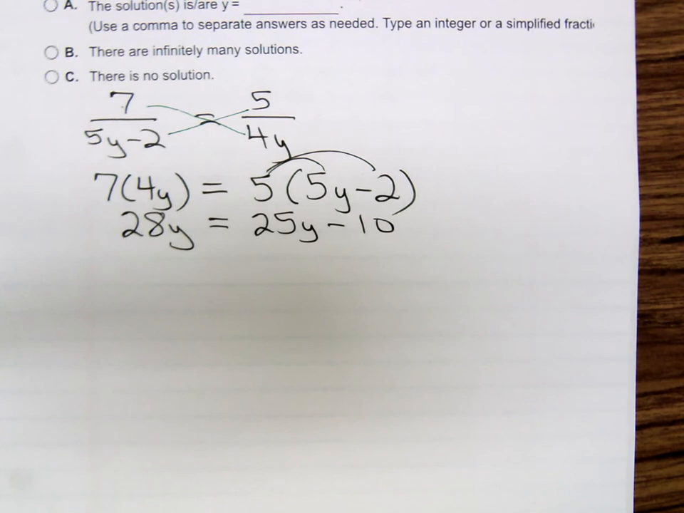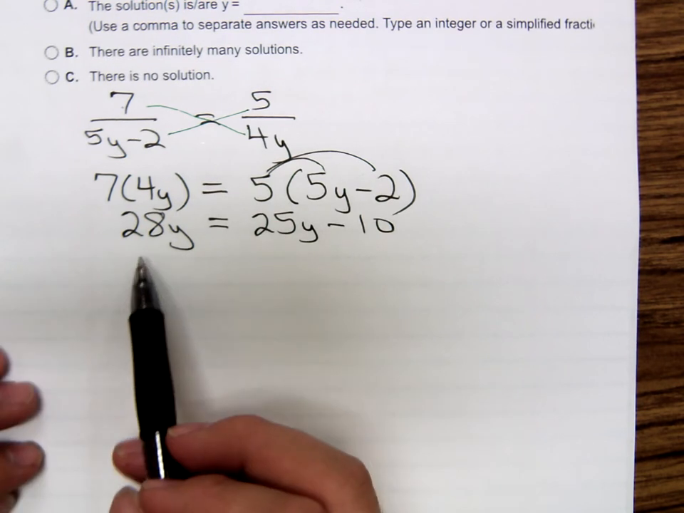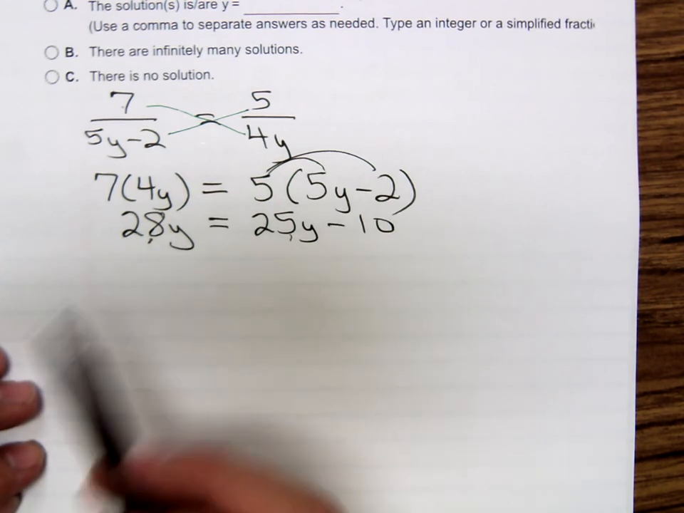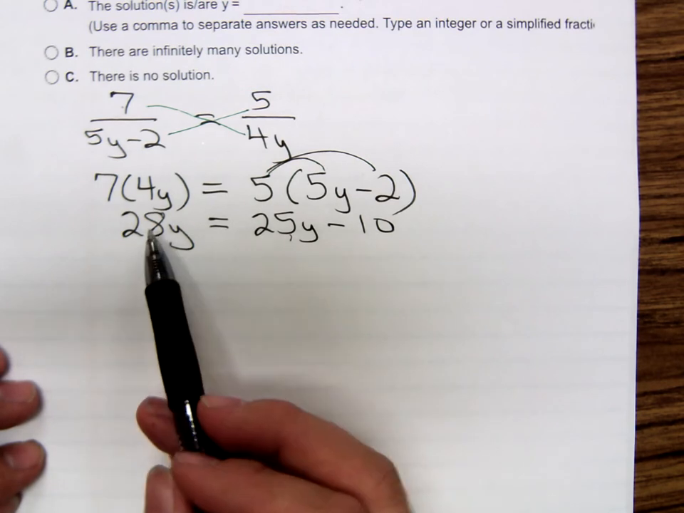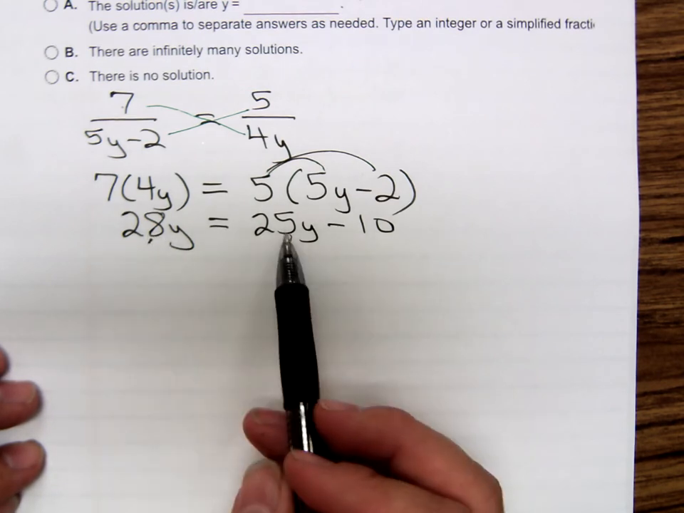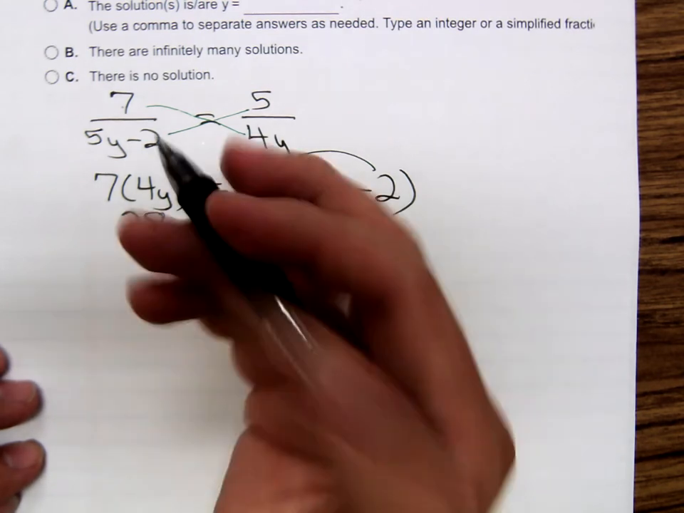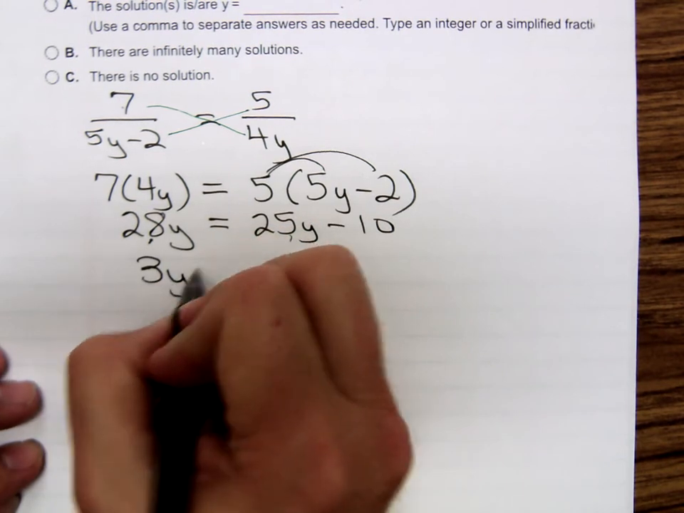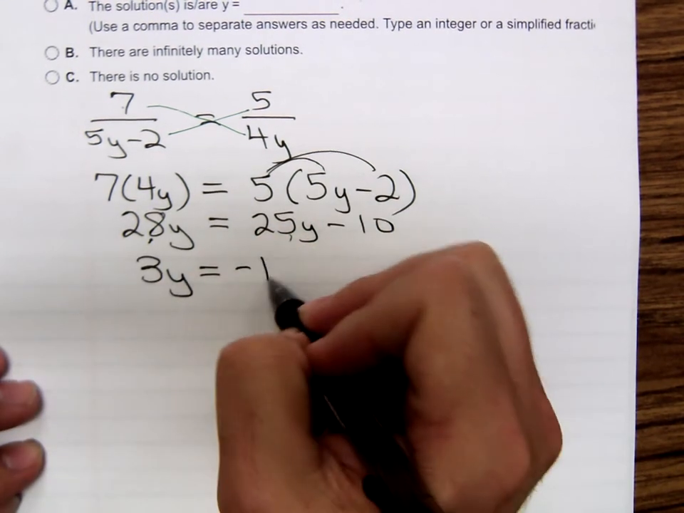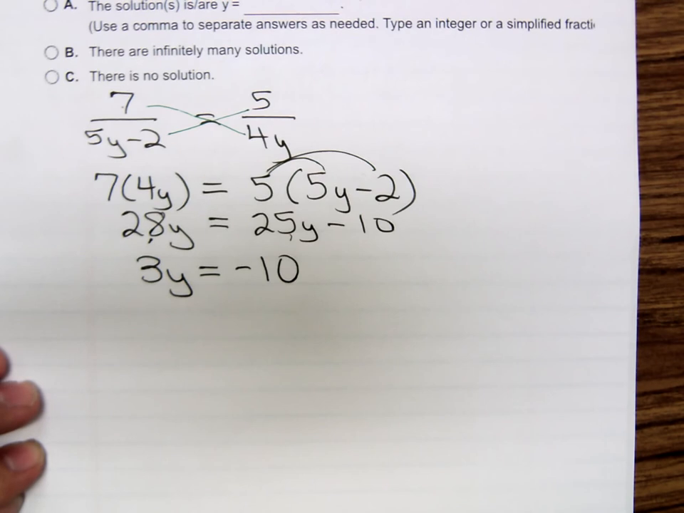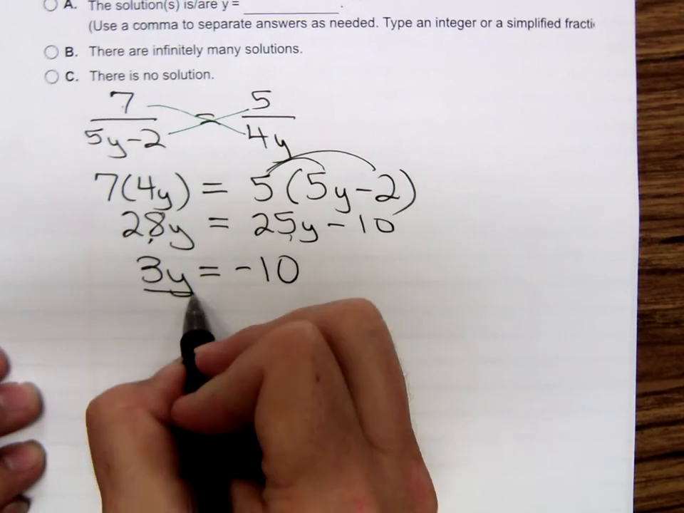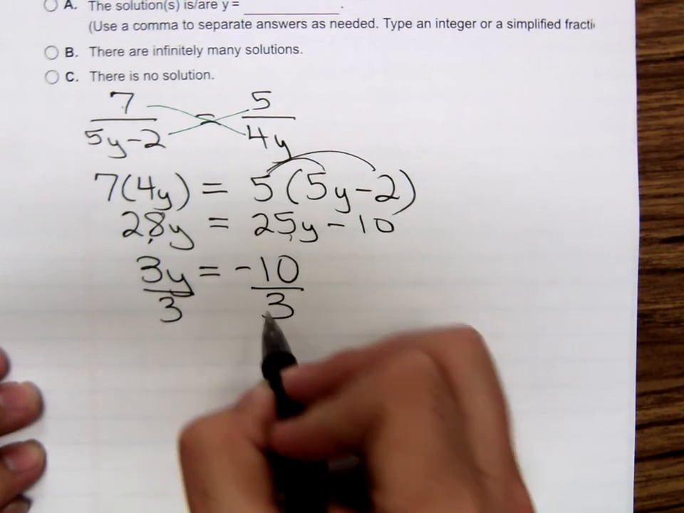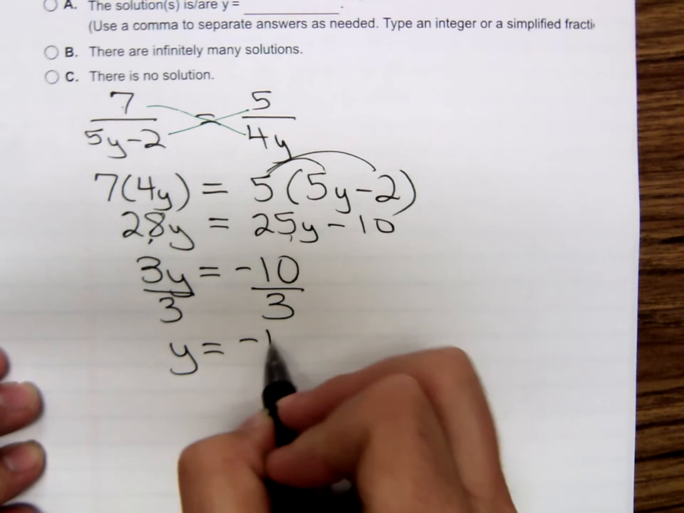This isn't quadratic. Notice it's linear. There's no y squares. I just collect all my y terms over here by doing what? Subtracting 25y. Okay, 28y minus 25y gives me 3y is equal to negative 10, and then divide by 3 to give us negative 10 over 3.